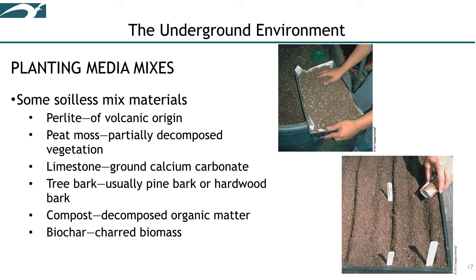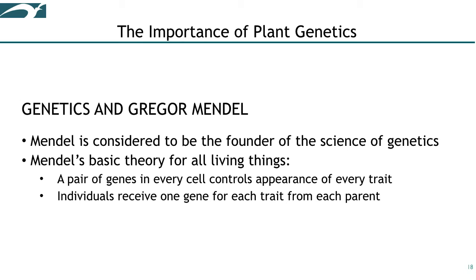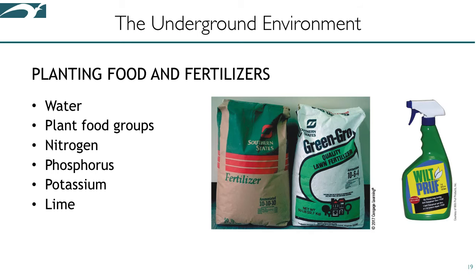Some soilless mix materials are perlite, peat moss, limestone, tree bark, compost that's decomposed organic matter, and charred biomass. Once again, we talked about the father of genetics. All of these are pairs of things that you will find within the plant.